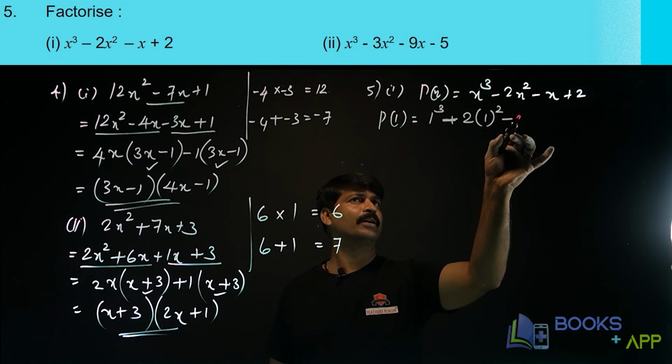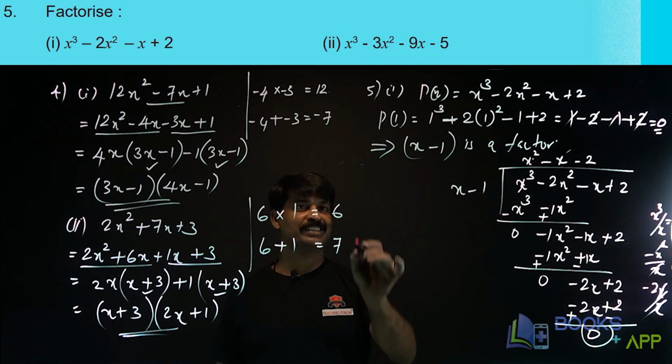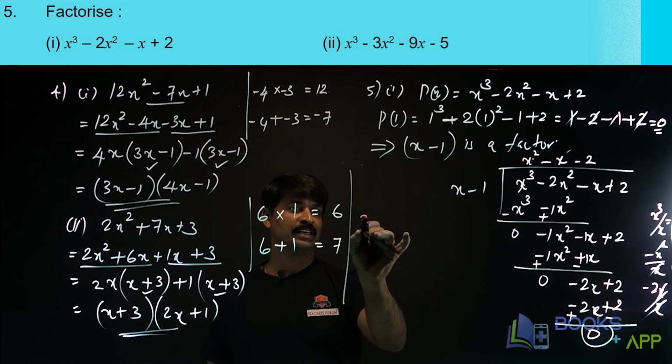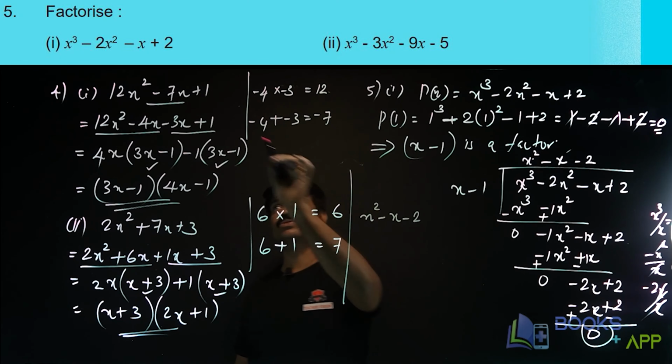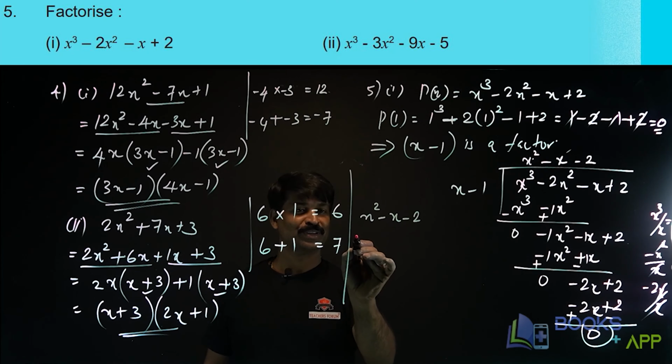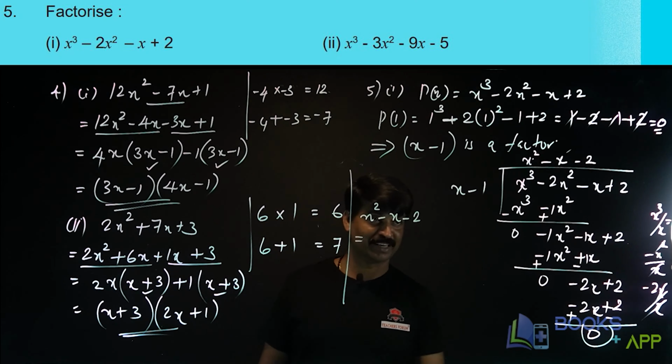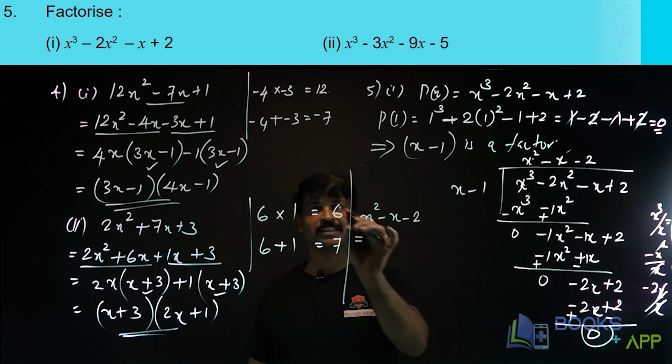So what do we conclude? Yes, when you factorize the given polynomial by x minus 1, you got a quadratic polynomial. What is that? The quadratic polynomial is x square minus x minus 2. It is similar to this. Now what can you do? You can factorize it by the splitting the middle term method. You know what the splitting the middle term method is?